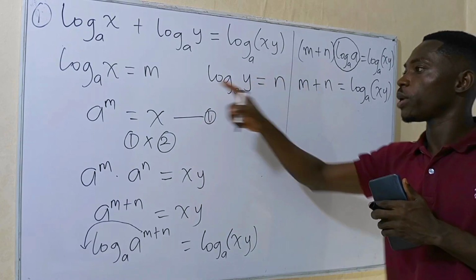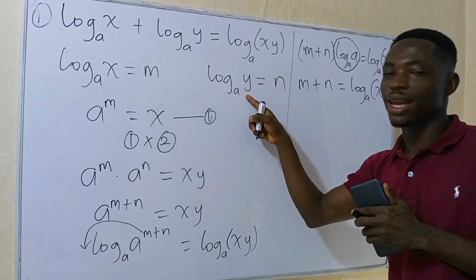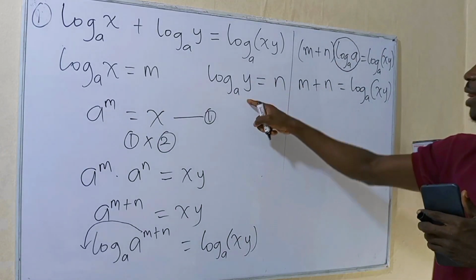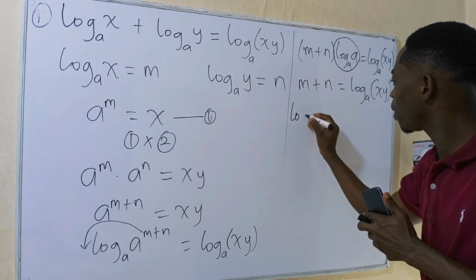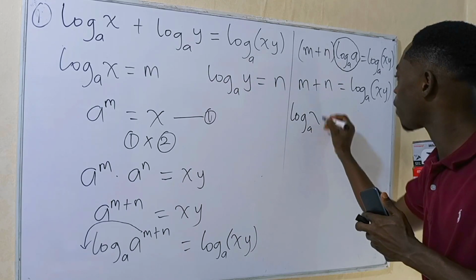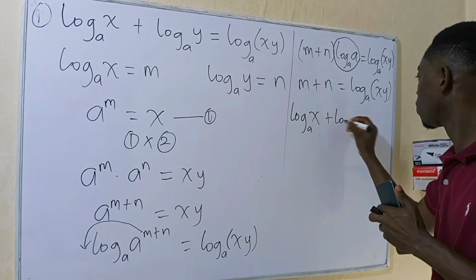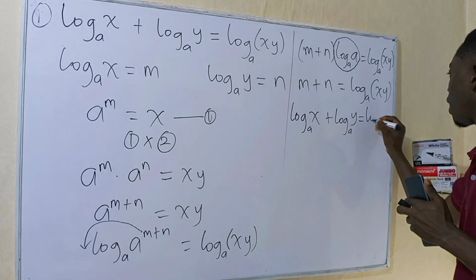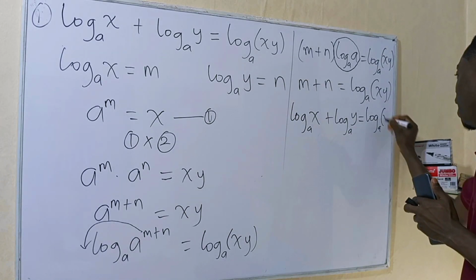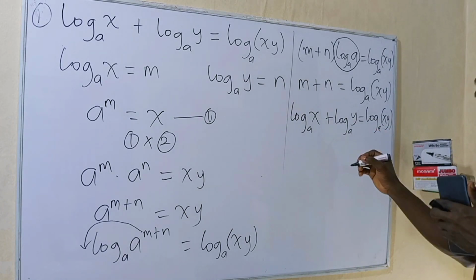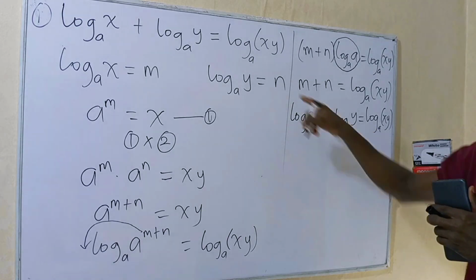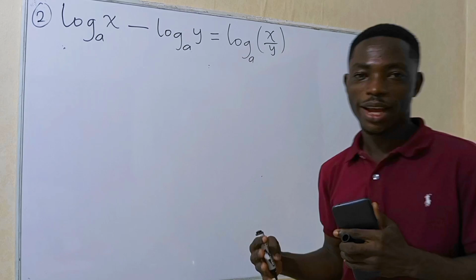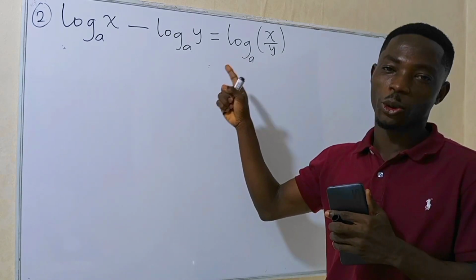But guess what? We have m here and n here. Let's go ahead and replace m with this right here and n with this. And if we do that, finally, we are going to have log base a of x plus log base a of y, and this is giving us log base a of xy. And now we can see that this right here is exactly this. This is law 1.